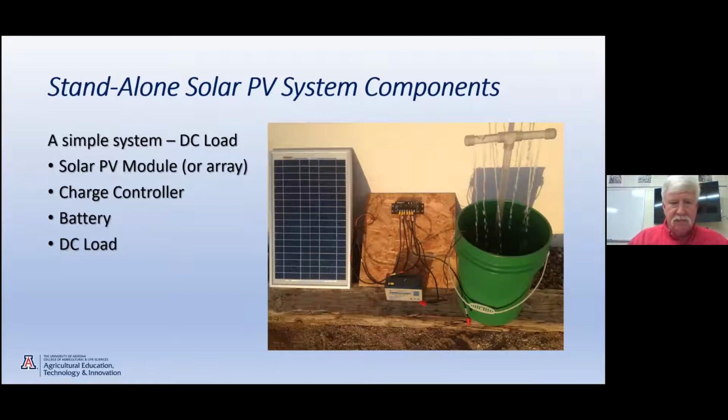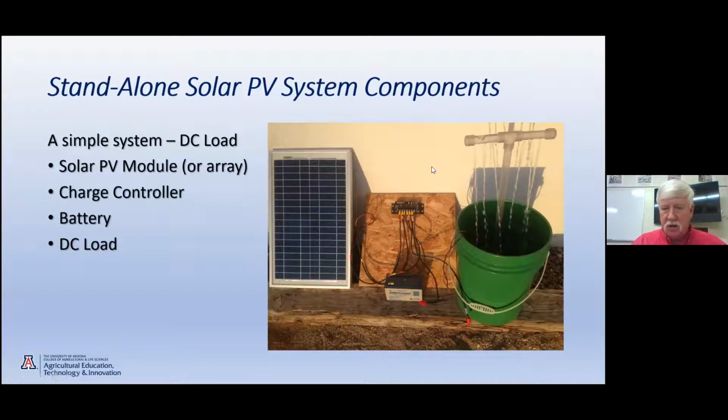The simplest system is going to power what we call a DC load. And again, that's any load that could be powered by a battery. And the simplest system will have a solar PV module or array. We'll have a charge controller. We'll have a battery and a DC load.